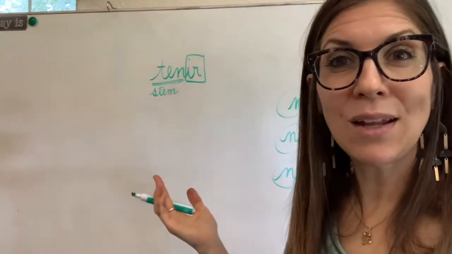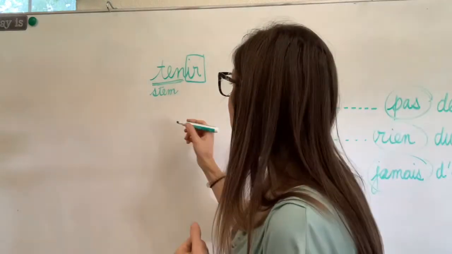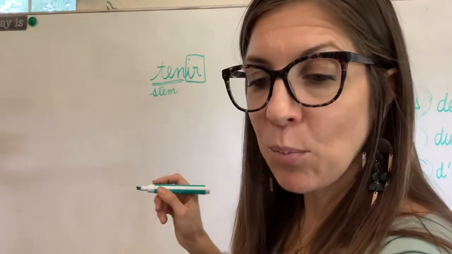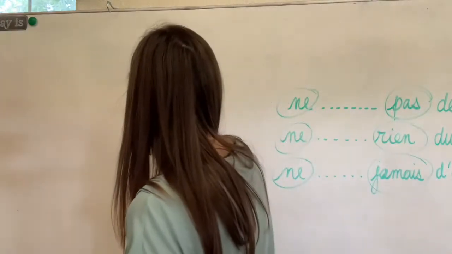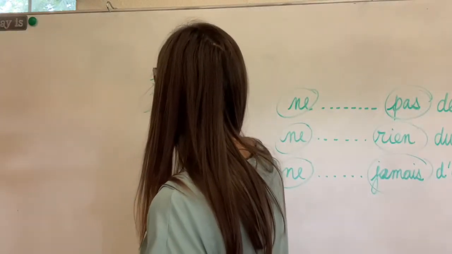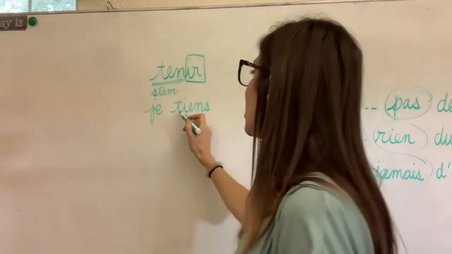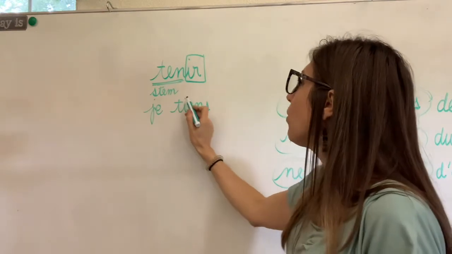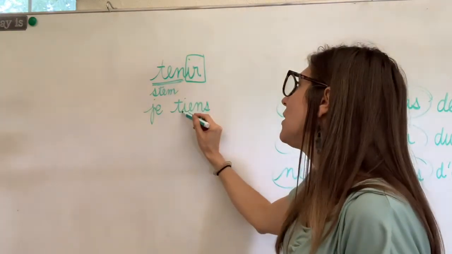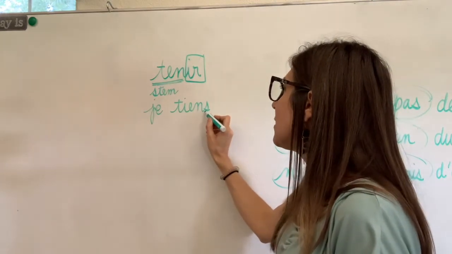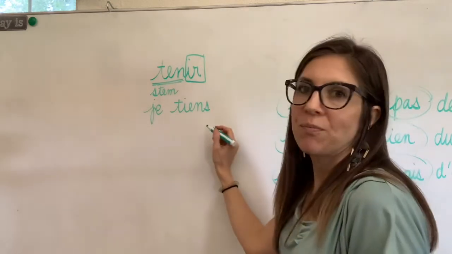But tenir is not regular, it's irregular. So how do we do this? We look at venir in the example in the front, and we do it the same way. So this is how it's going to go. Je tiens. Je tiens. You see how it changes? It has an I right here, like they put the I from venir right here, and then they put the S at the end. So they made it very different.